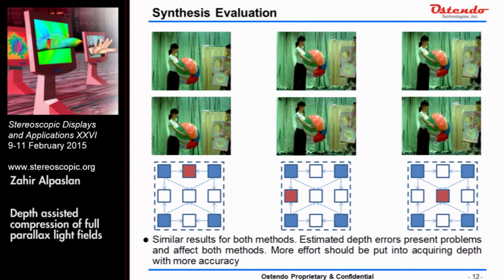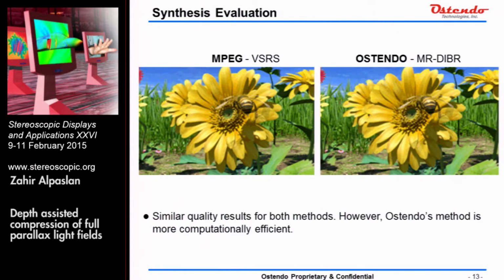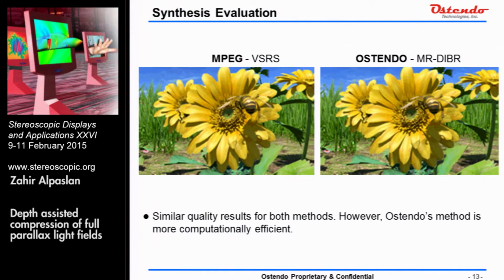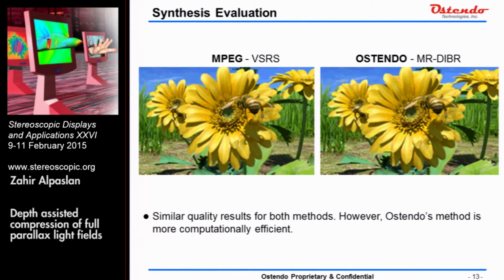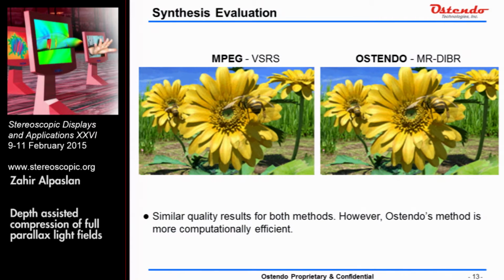So let's say, okay, the depth was a problem. Let's try with a different sequence. This is a sequence that has ground truth, right? And with ground truth, the results are a lot better.